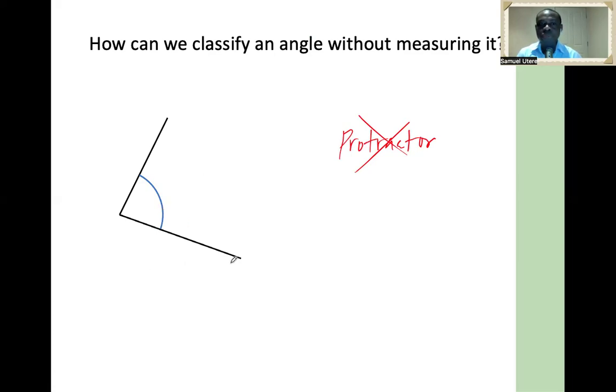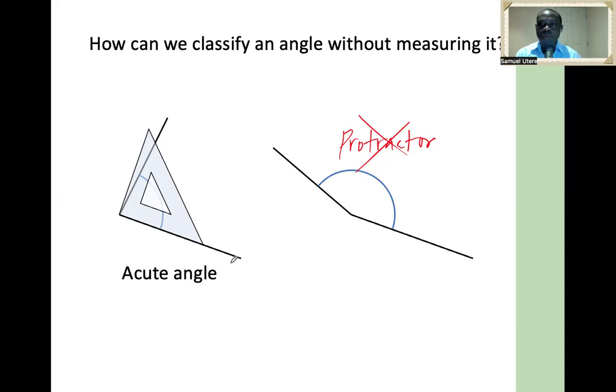Well, we use what we call a set square. A set square is set at 90 degrees or a right angle. So when we position it there where one edge of the set square is exactly matching the straight side of the line, we would see that this angle is clearly less than 90 degrees. So we say it's an acute angle.